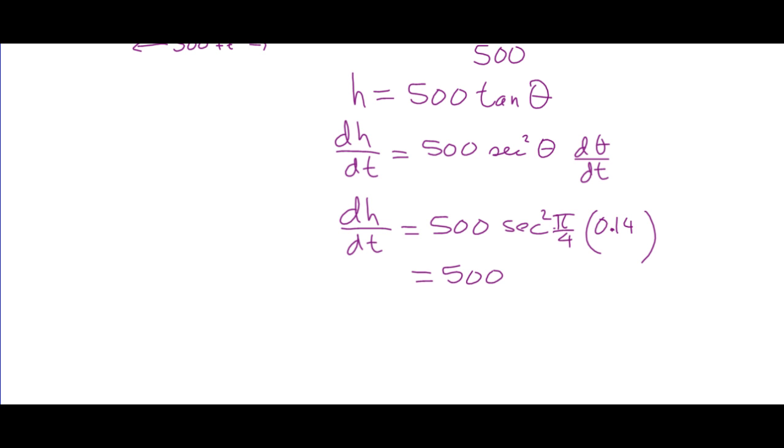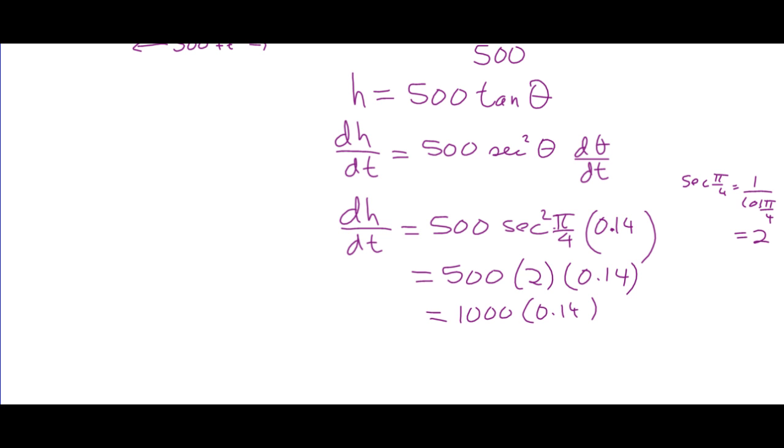Well, secant is the inverse of cos, right? And cos is root 2 over 2, but let's do it as 1 over root 2. Then we just flip it and get root 2. So it's going to be root 2 squared, which is 2, times 0.14. Secant pi over 4 is 1 over cos. So that's going to be 1,000 times 0.14, which is 140.